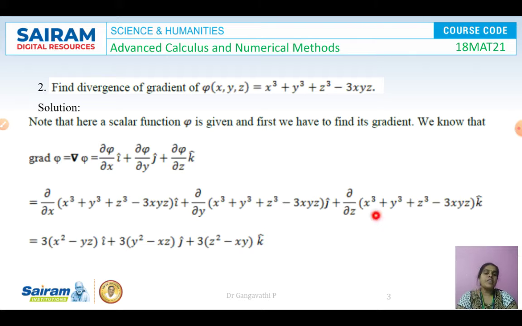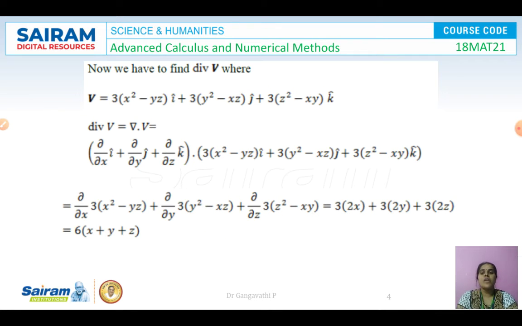Similarly, when we differentiate partially with respect to z here, differentiation of z cube is 3z square minus differentiation of 3xyz is 3xy. So 3 can be taken outside, z square minus xy into k cap. So it was asked us to find divergence of gradient. So we have found the gradient now. So given was a scalar. Now we have a vector. So we can operate the divergence on it.